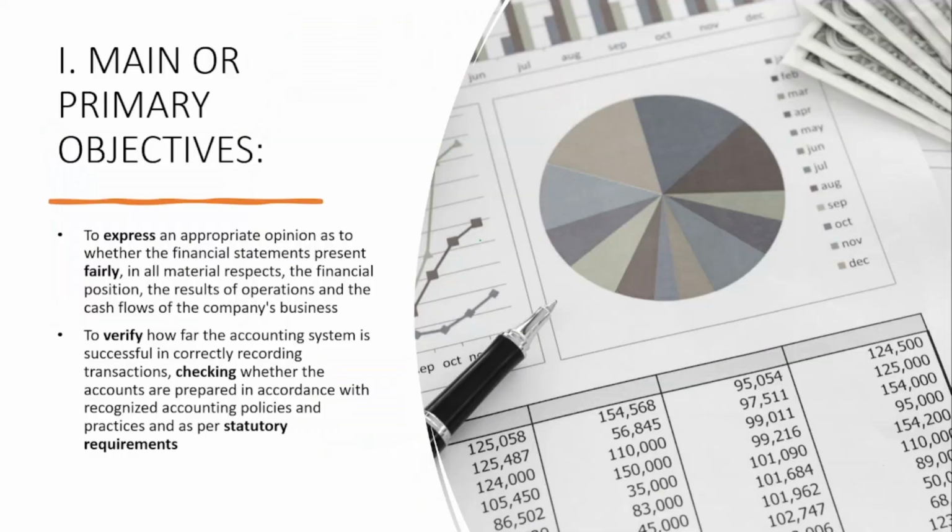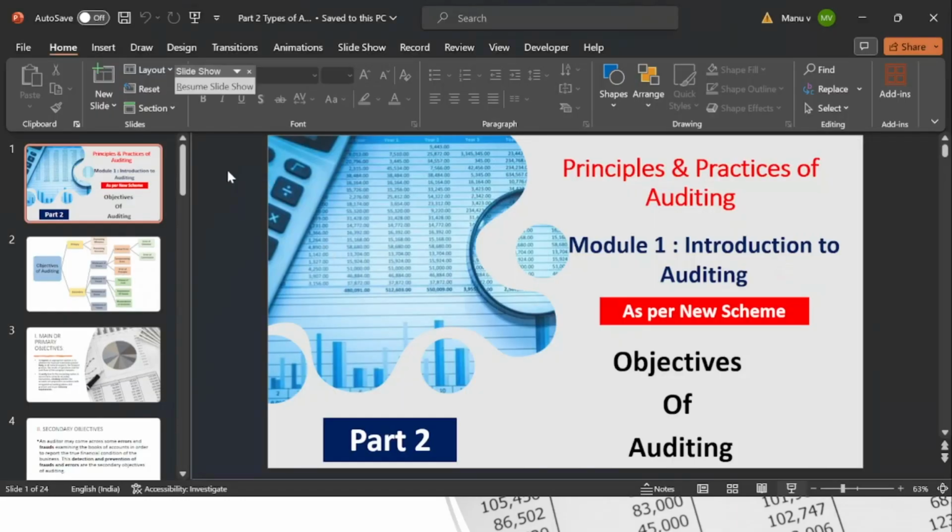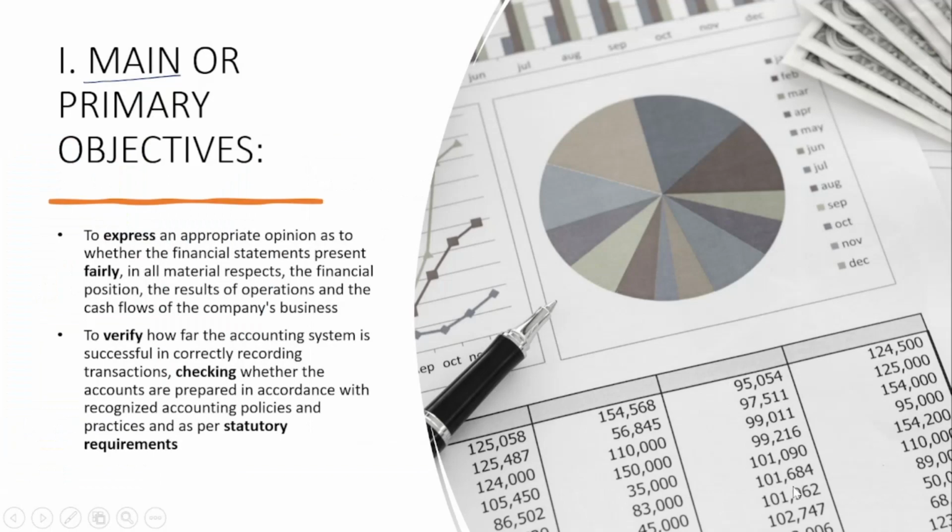First one is the primary objective. The primary objective is also called the main objective. So the primary objective of the auditor is to express an appropriate opinion as to whether the financial statements present fairly in all material respects the financial position, the results of operation, and the cash flow of business. Now, let me take up a slide to explain this primary objective.